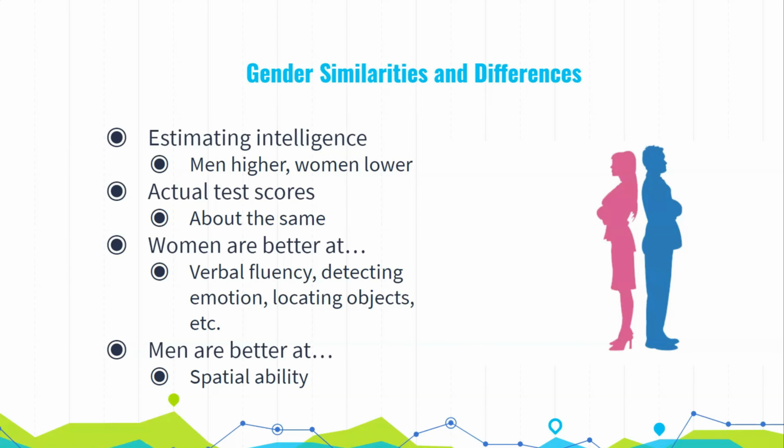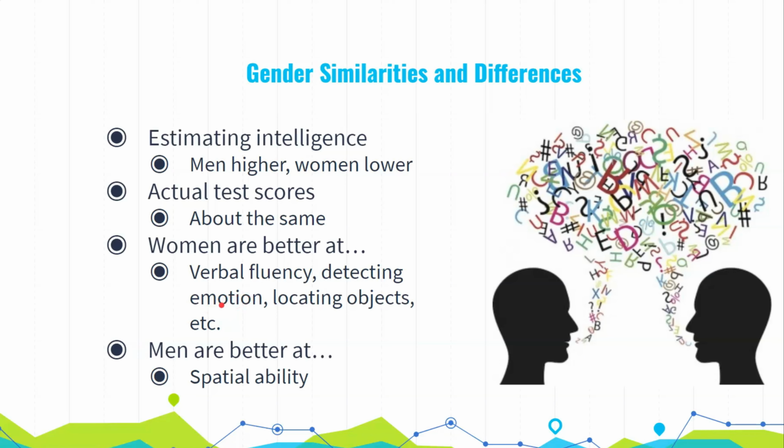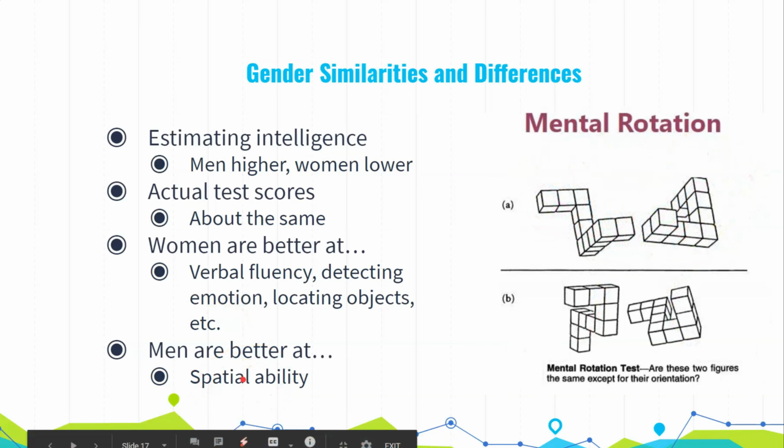Let's talk about gender differences when it comes to intelligence. Men tend to estimate their own intelligence to be higher, compared to females who estimate their own intelligence to be lower. But men and women score about the same on intelligence tests. Women outpace men when it comes to verbal fluency and detecting emotions, but men outpace women in spatial ability tests. These kinds of differences may not be due purely to biology, but they could also be due to social influences. For example, in cultures with more gender equality, like in Sweden, the gender math gap is much smaller than it is in more gender-defined cultures like Turkey.